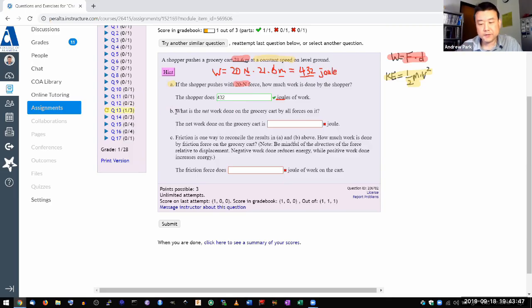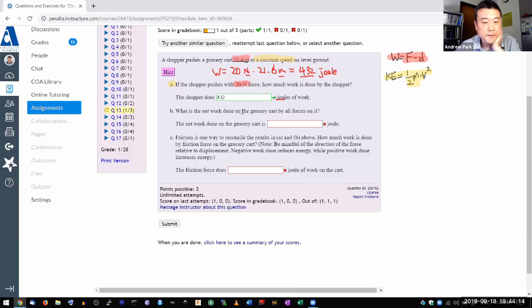And where I have seen people struggle is in part B, which asks, what is the net work done on the grocery cart by all forces on it? So it's meant to be a conceptual question. And people, I think, get distracted by all these numbers that they have seen.